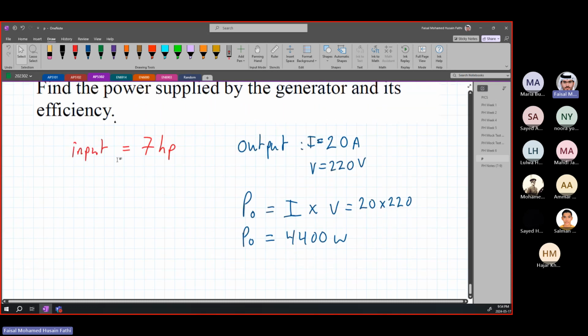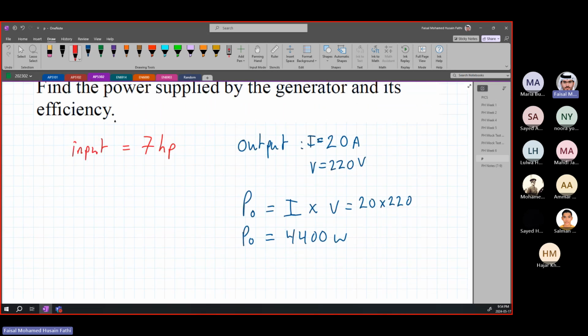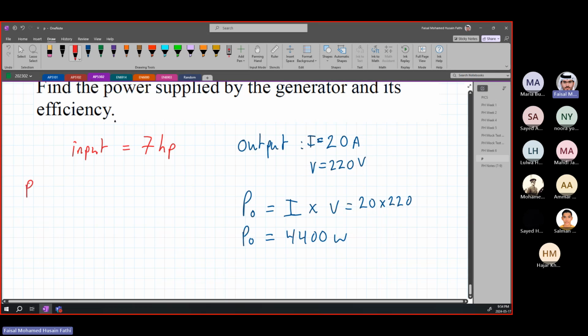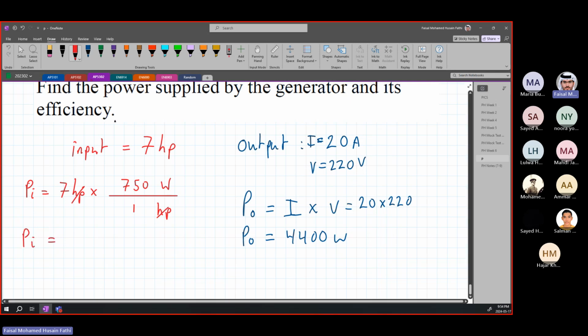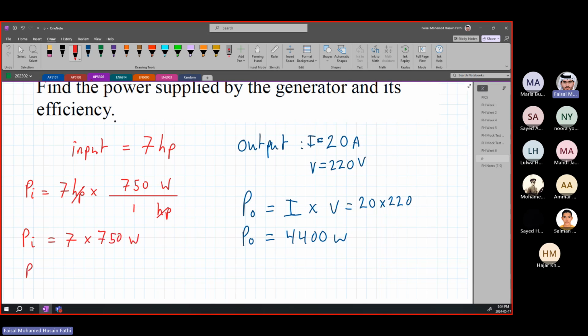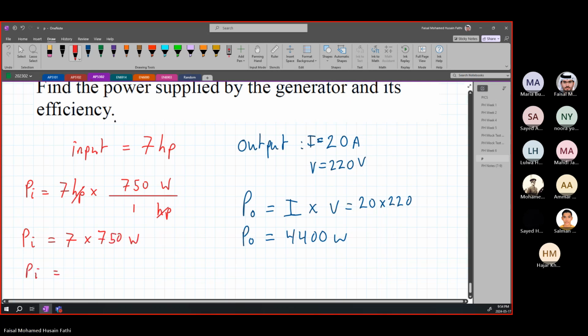Again, same thing. Input, now we need to find it in watts, so PI equals 7 HP times, at the bottom, we're going to put HP. At the top, we're going to be putting watts. We know that 750 watts is 1 horsepower. Horsepower and horsepower cancels. PI is equal to 7 times 750 watts. So PI is equal to 5,250 watts. And that's it.